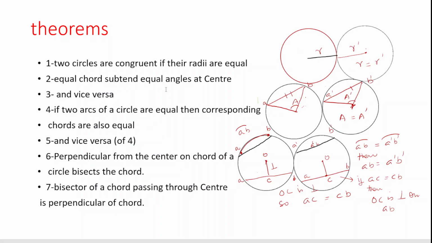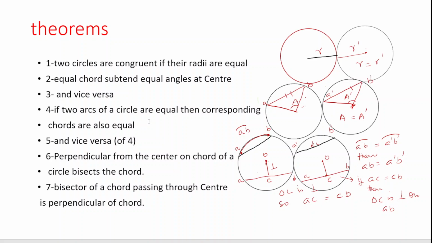Equal chords subtend equal angles at the center. I told you this is a chord, this is a chord, and they subtend. If AB and A dash B dash are equal, then angle A and angle A dash are also equal, and vice versa. If chords subtend the same angle at the center, then chords are equal. So if angle A and angle A dash are equal, then chord AB and chord A dash B dash are also equal.